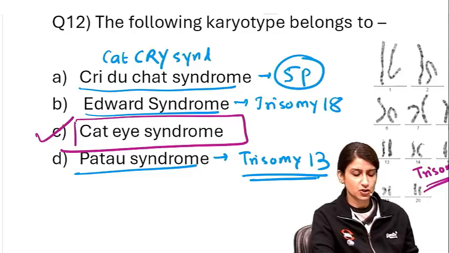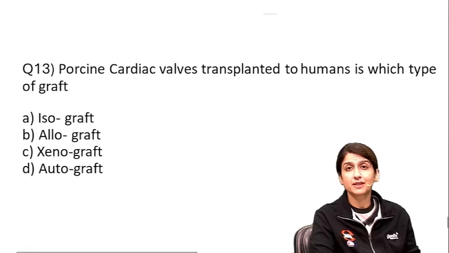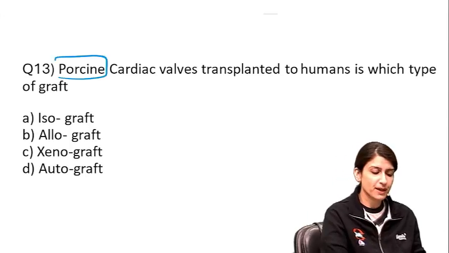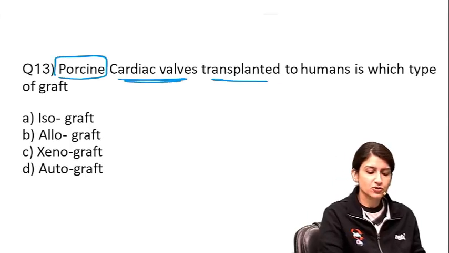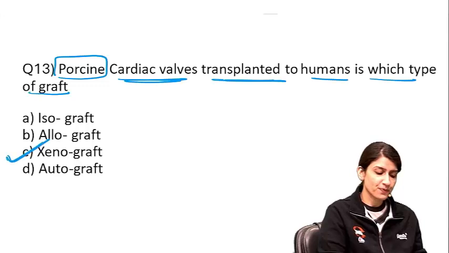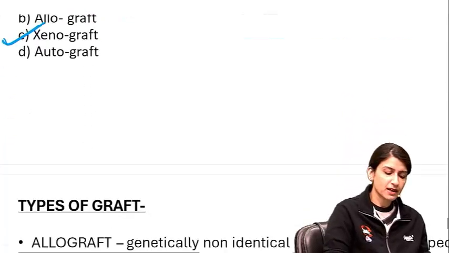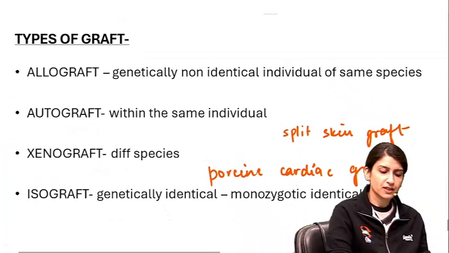ठीक है? चलो. Moving ahead to the next question. Again, a very simple, easy, straightforward. Porcine, pig का cardiac valves transplanted to humans is which type of graft? So मतलब अगर species ही बदल दी, that is your xenograft. Correct option is answer C here. But अगर बाकी grafts के बारे में मैं देखूं, so I have different types of graft.